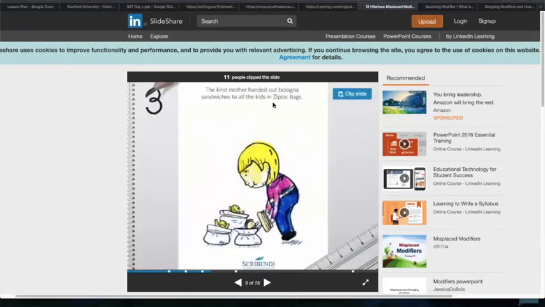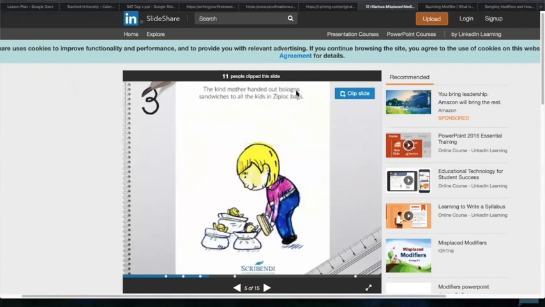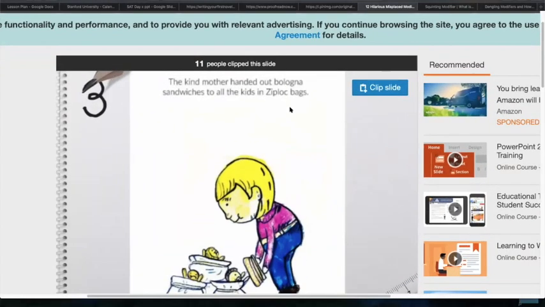So these are hilarious. The kind mother handed out bologna sandwiches to all the kids in Ziploc bags. So it seems like the kids are in Ziploc bags. This stuff is really funny. I just can't get over these sentences.